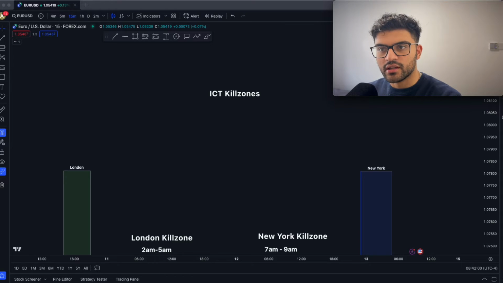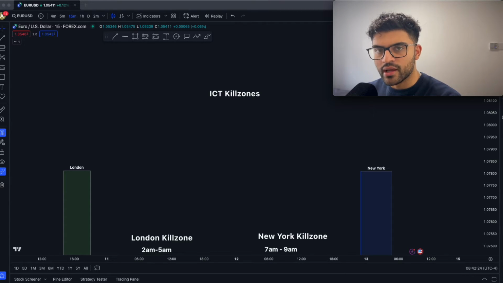So these kill zones essentially are pockets of time where specific things in the market happen, and these things repeat themselves over and over again. And that's actually going to be your homework for today, is to go on the charts and mark out these timings and see what happens during these timings every single trading session.